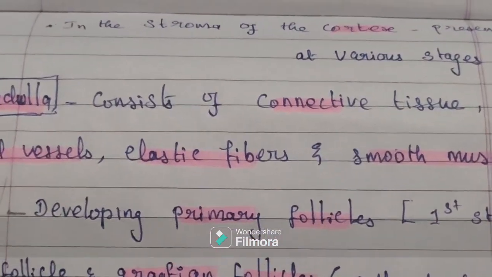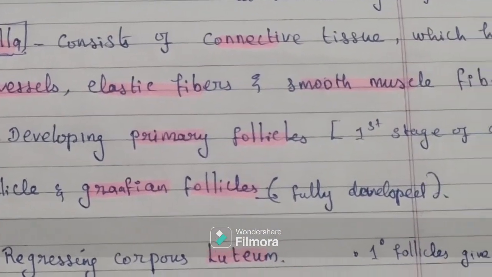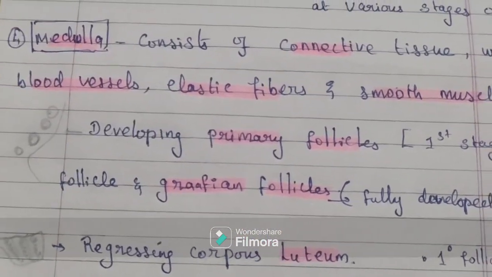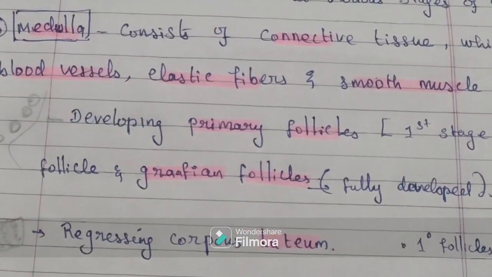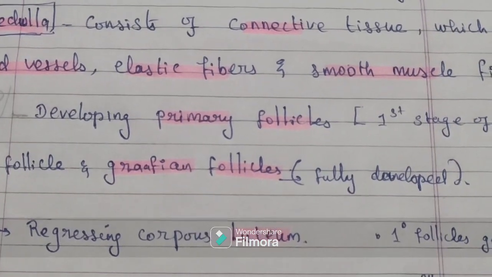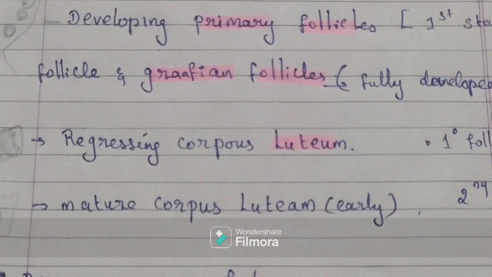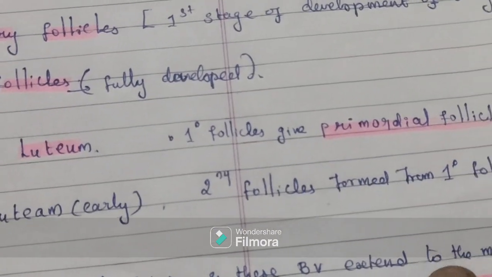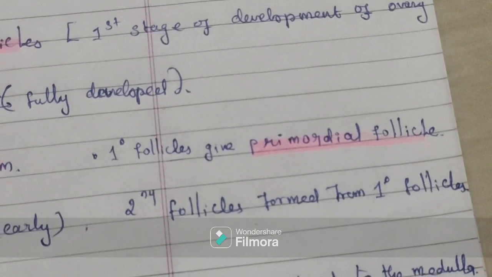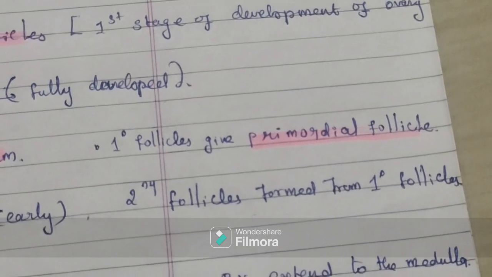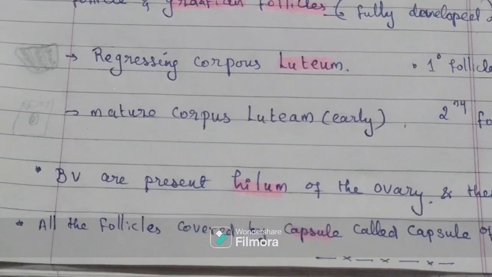So the medulla consists of connective tissue which has numerous blood vessels, elastic fibers and smooth muscle fibers. Then the developing primary follicles are the first stage of development of ovarian follicles, and the fully developed stage is called the Graafian follicle. Then there is the regressing corpus luteum. Primary follicles give rise to primordial follicles. Secondary follicles form from primary follicles. Then the mature corpus luteum is present.